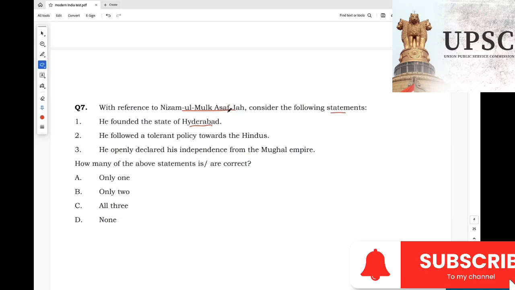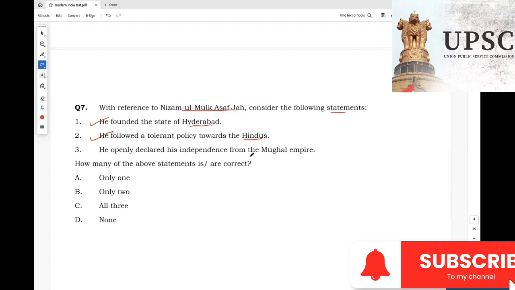All these words are given in the Lakshmikant, sorry, pardon me, the Spectrum book. And in that Spectrum book, you will find what kind of statements this place is actually about. So with reference to Nizam-ul-Mulk Asaf, consider the following statement. He founded the state of Hyderabad. Absolutely correct. He followed a tolerant policy towards Hindus. Absolutely, because Hindus were the majority population in Hyderabad. So there is no doubt in that.